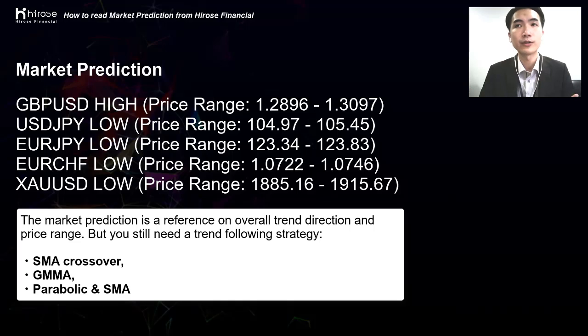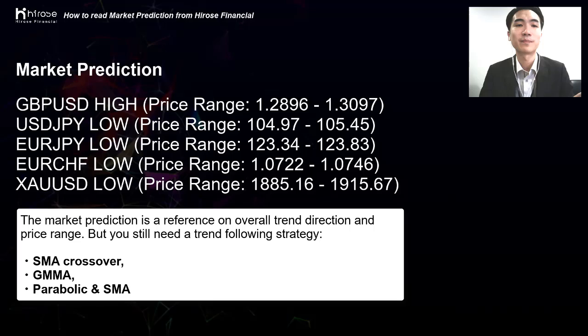So what you need to do is use this piece of information as a reference, but the main strategy, the main tool that you are using, is still technical indicators. When there is a trend, as I explained before, you should always use a trend following strategy, which I would suggest you try with the simple moving average crossover, or the GMMA, or the recent strategy I introduced, which is the parabolic with SMA crossover.